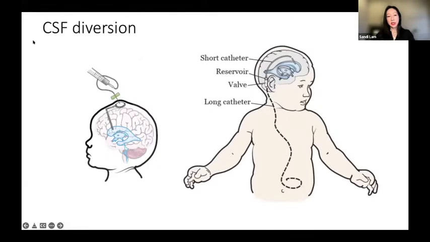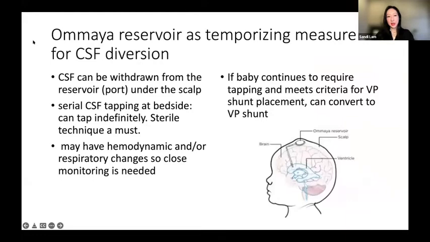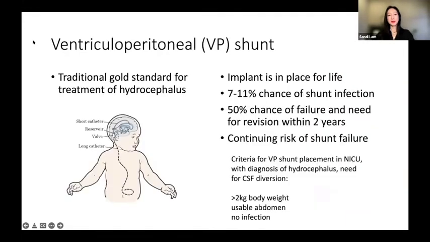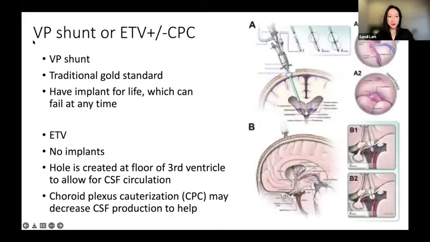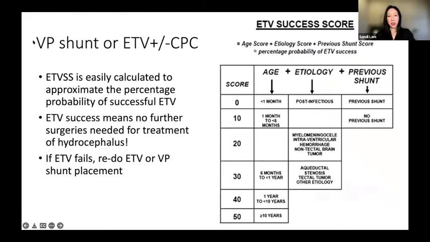And then looking at CSF diversion, temporary or permanent, and also looking at the role of endoscopy, ETV or ETV plus choroid plexus cauterization. So there are ETV success scores that have been validated. Dr. Kulkarni developed that, and it's been validated in different patient populations worldwide and adapted for certain populations such as in Uganda.